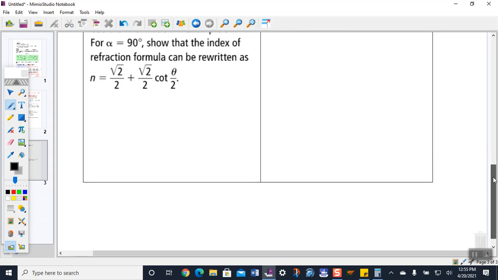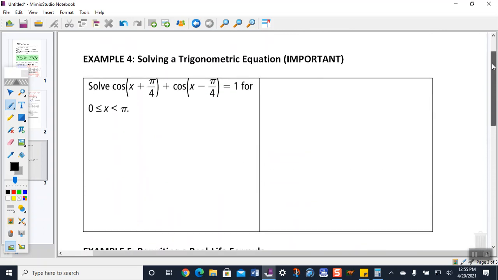Example 4, I need to take a quick peek at here first. I'm not sure. So we want the cosine of x plus pi over 4 plus the cosine of x minus pi over 4 equal to what value? 1, where x is between what and what? 0. Okay. Why don't you guys help me with the cosine rules for those sum and differences? I'm pretty sure, double check your front page again.